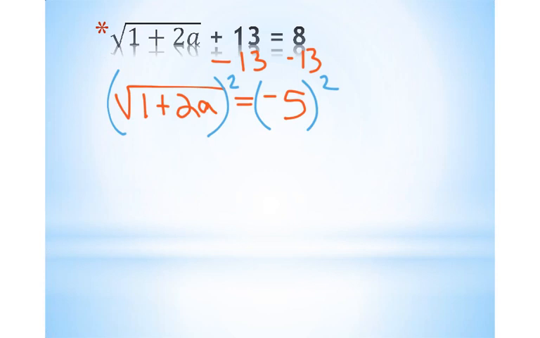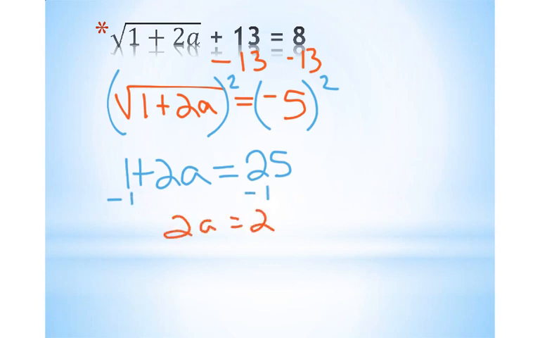Now we can square both sides to get rid of our radical. The square root of 1 plus 2a squared is 1 plus 2a. And negative 5 squared, since there's parentheses around that, we're squaring the whole thing, it's going to be 25. Now I'm going to subtract 1 from both sides, and I get 2a is equal to 24, and so a is equal to 12.